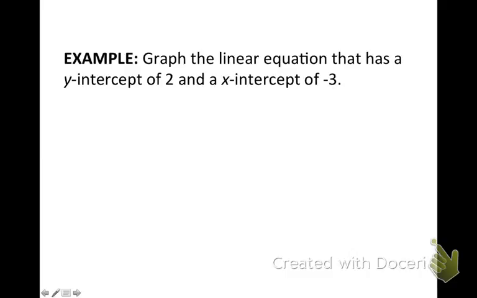Okay, so can we graph? Let's see if you can do this. Make a nice quick coordinate grid on your notes. Do all 4 quadrants. Go out 5 units in all directions. And can you make a graph of a linear equation that has a y-intercept of 2 and an x-intercept of -3? What would that look like? Y-intercept of +2, x-intercept of -3.